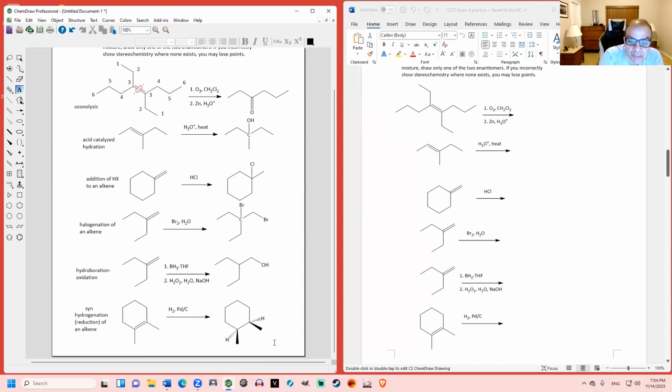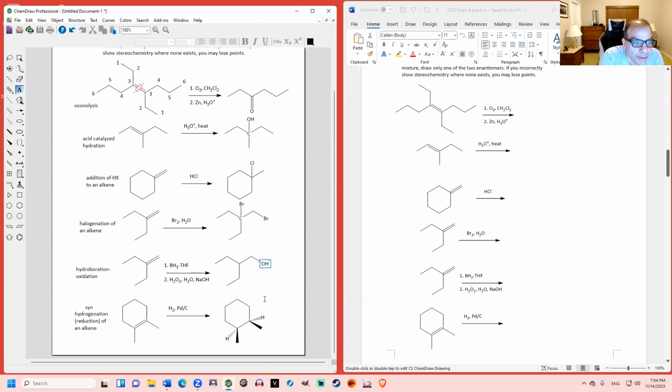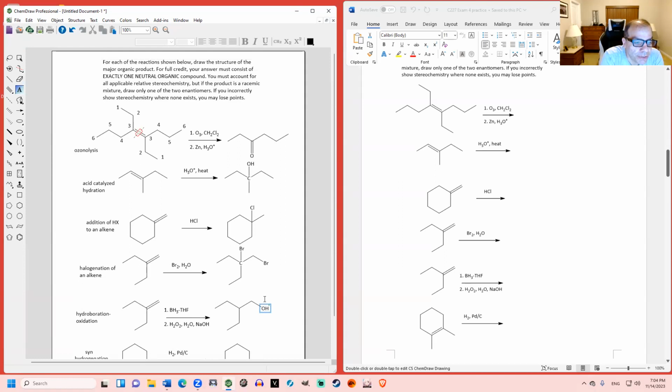Either way, the hydrogens are understood, so you don't have to show them if you don't want to. But you do have to show the stereochemistry. You have to show that you're aware that it's syn addition of the hydrogen. So these are not mechanism problems. These are just filling in the product.